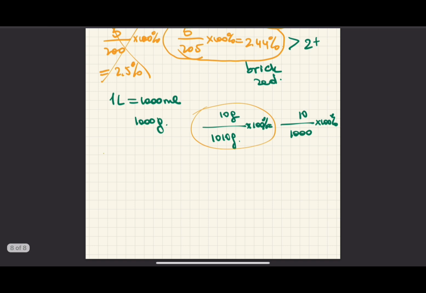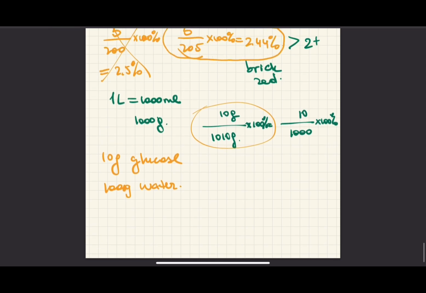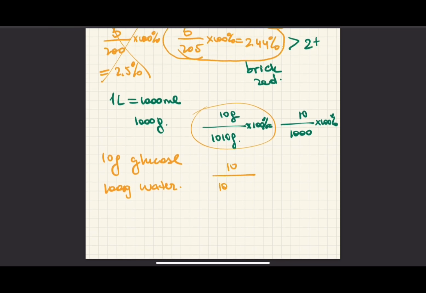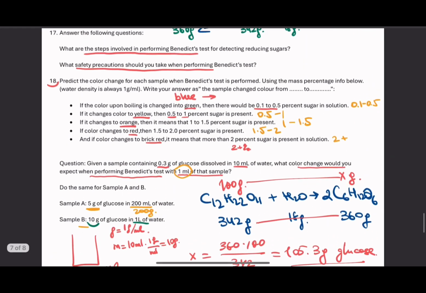We have 10 grams of glucose with 1000 grams of water. It would be 10 over 1010 multiplied by 100, and this will be approximately 1%. Now 1%, let's see where does it fall.